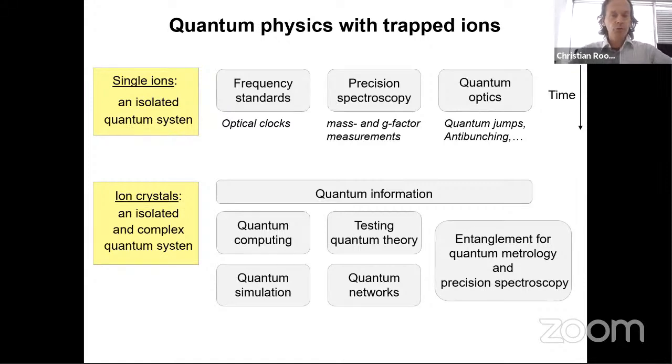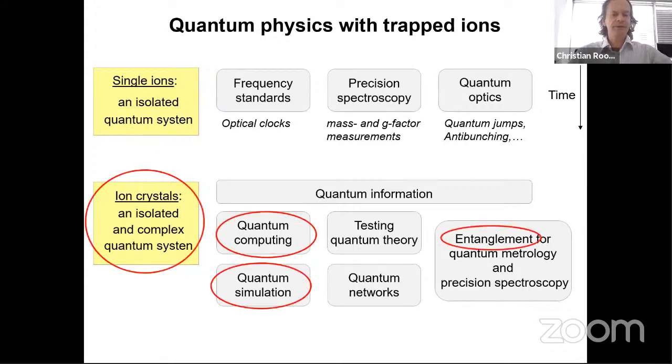And so what I want to do today and tomorrow is to focus exactly on this aspect, having ion crystals as an isolated complex quantum system, which can be used for experiments in quantum computing, quantum simulation, and also with experiments that can investigate what kind of entangled states are produced in these experiments and what methods exist for characterizing them.